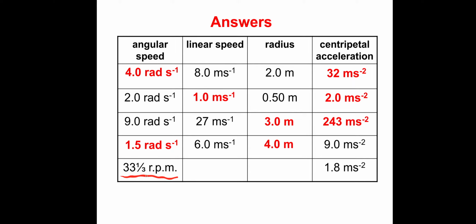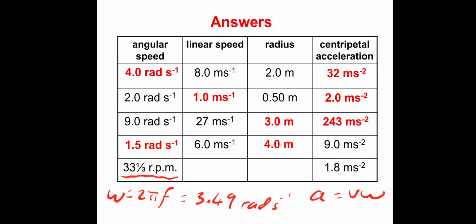This last one, the 33 and a third: you have to do 33 and a third divided by 60, and then times it by 2 pi, because omega is 2 pi f. So 33 and a third divided by 60 will give you the frequency, times by 2 pi will give you 3.49 radians per second. You should use the full number. Then to get the linear speed, use the equation acceleration is v omega, because we already know the acceleration and we now know the angular speed. If you divide them, that will give you a velocity of 0.52 meters per second, and consequently a radius of 0.15 meters. Hopefully that went okay. Let's move on.